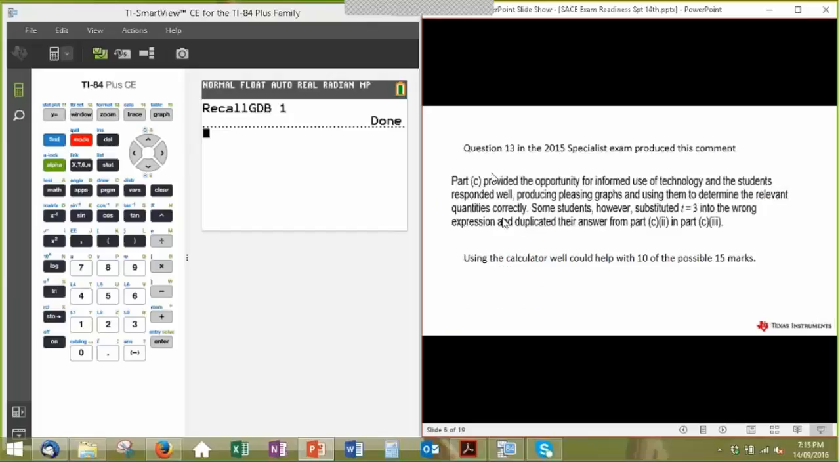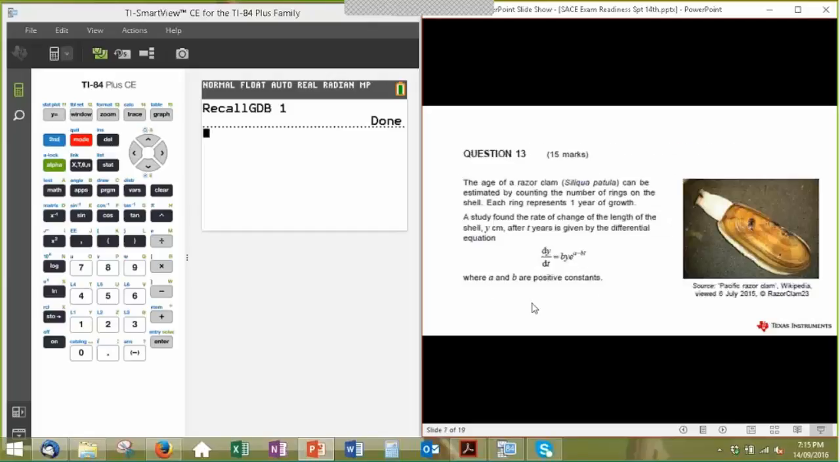I'll have a look at question 13 in the specialist exam from last year. As the examiner's comment says, there was the opportunity for informed use of technology, and the students responded well if they took that. They produced pleasing graphs and used them to determine the relevant quantities correctly. Some students substituted in the wrong places, but you'll see that. In my view, if you use the calculator really well, you can get up to 10 marks out of the possible 15 for this particular question. So this is question 13.